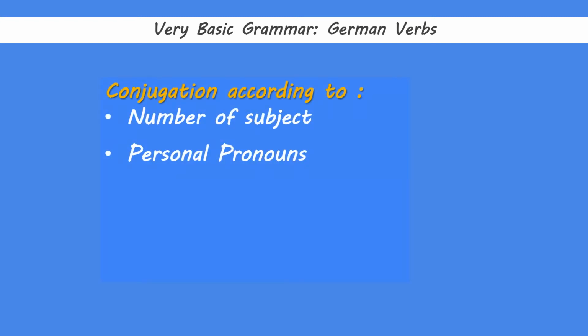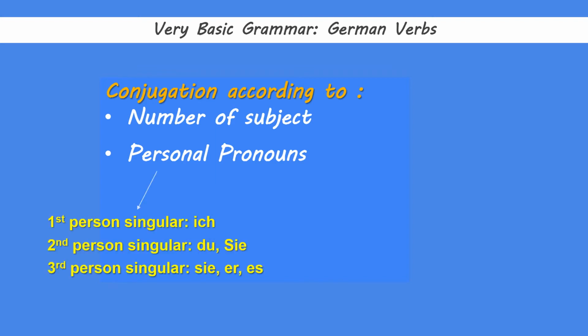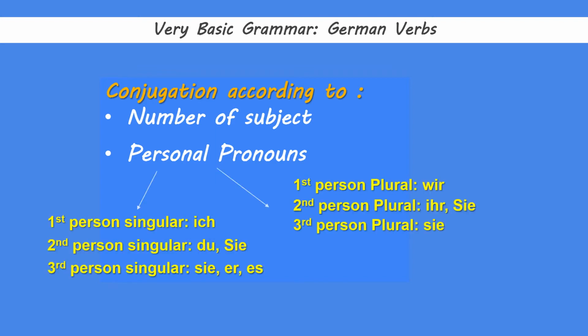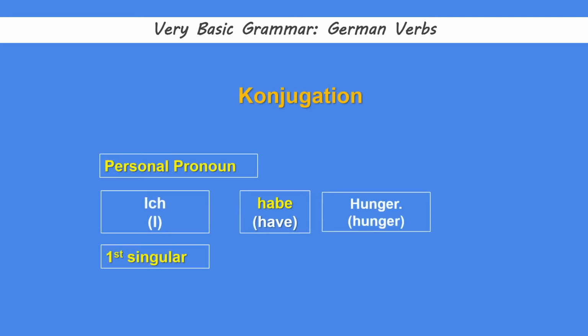Also personal pronouns, first person, second person, or third person, singular or plural, play a role in the conjugation. Ich habe Hunger. Wir haben Hunger. Sie hat Hunger.